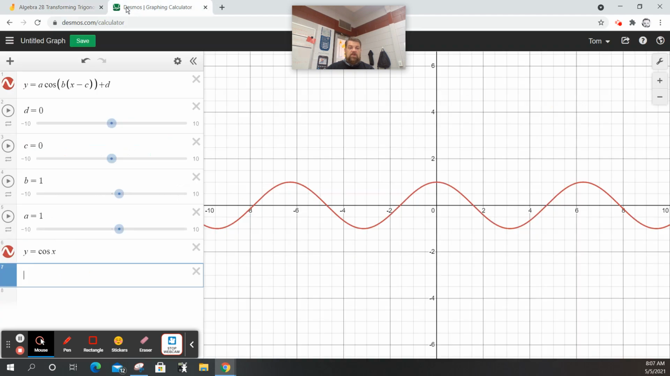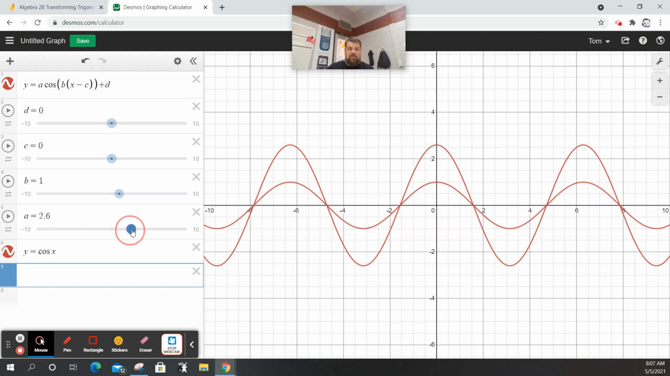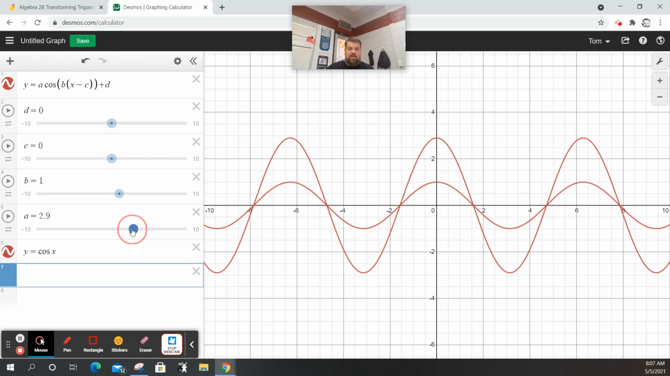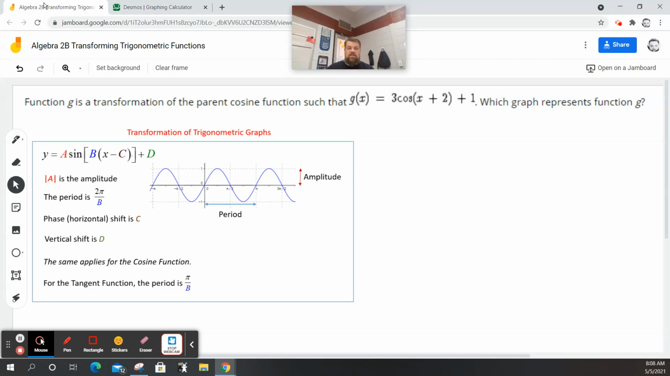The first thing we do is change the amplitude, which is a. As I increase a, I'm stretching this vertically. When I make a equal 3, notice that this goes from 1 up to 3, and this goes from -1 down to -3. Now b is going to stay 1, but the next thing we need to change is c.